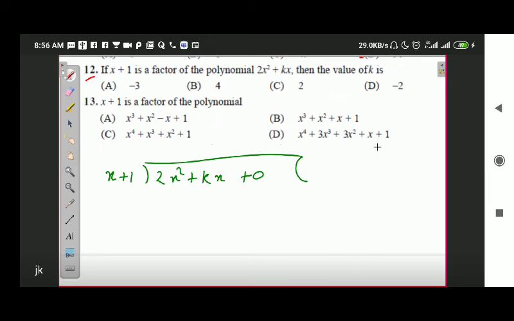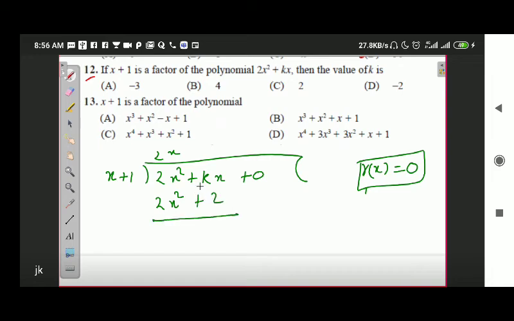That must mean your remainder is going to be 0 whatever happens. So whatever the remainder will be, I will equate it to 0. So this will be 2x square plus 2 minus minus, kx minus 2x and plus 0 as it is. So this is our final answer.